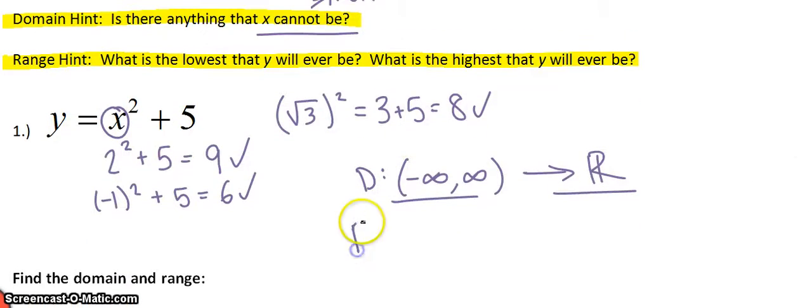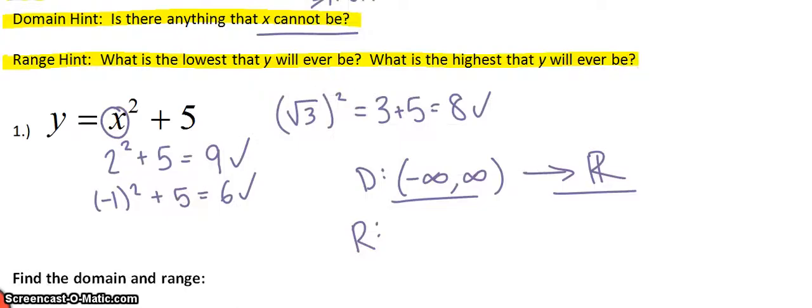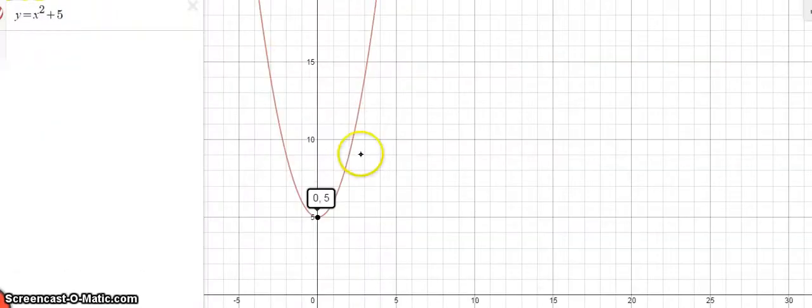Okay, the range then, you're asking yourself, what is the lowest that y will ever be, and what is the highest that y will ever be? In order to figure out the range, I like to look at a graph. So I have my free online graphing calculator here. I already typed in y equals x squared plus 5, because that's the equation you're given here. And this is the picture you get. Okay, it's some sort of parabola.